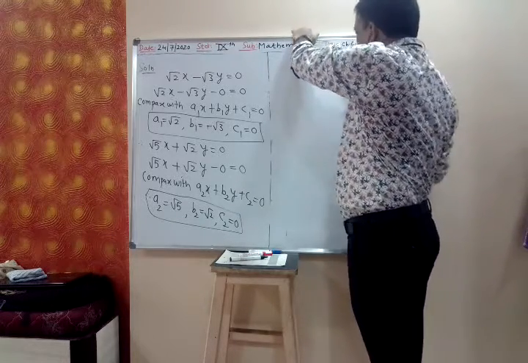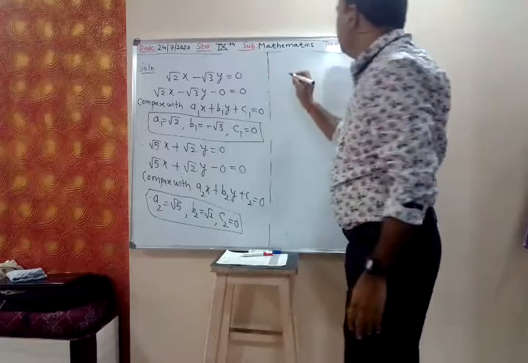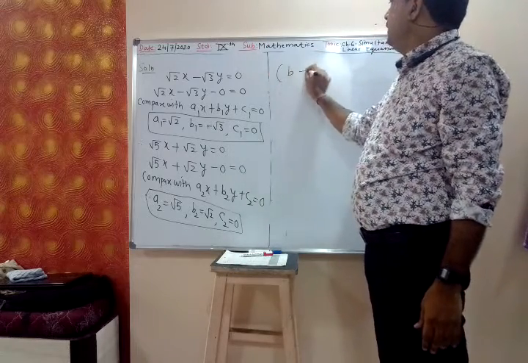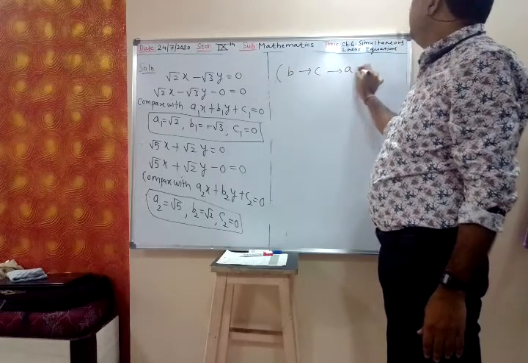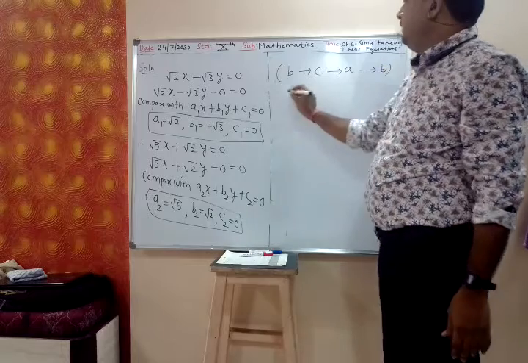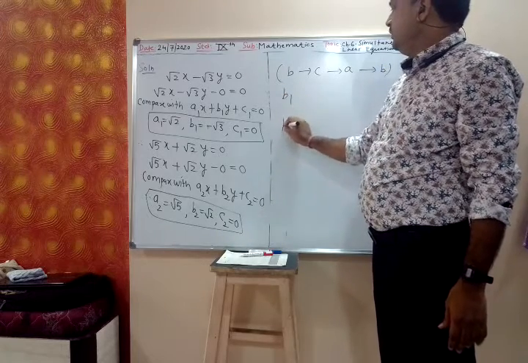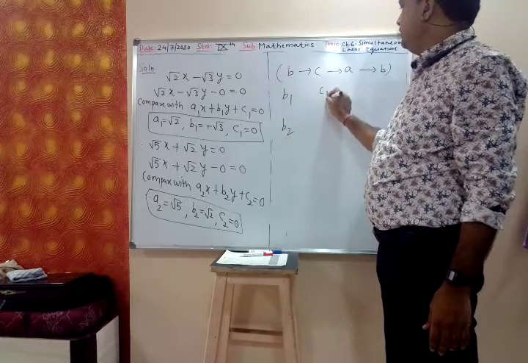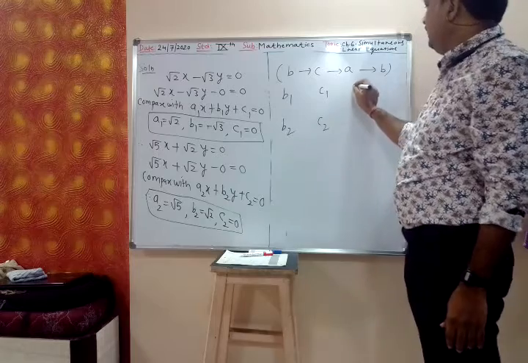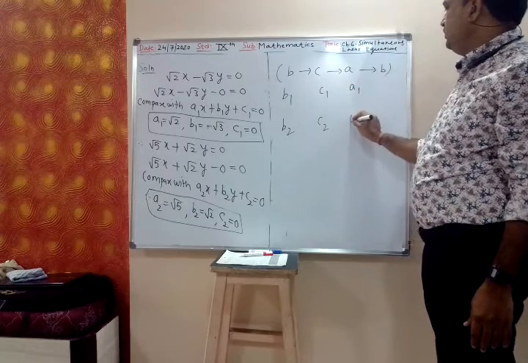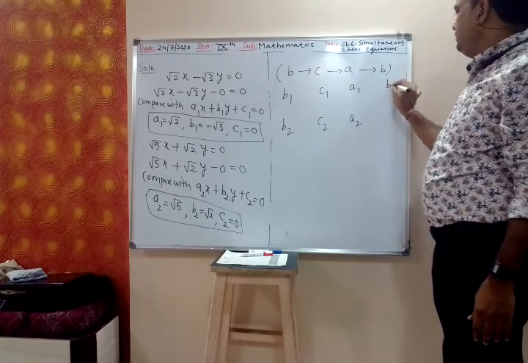Start with B, end with B. So this order you have to remember: B, C, A, B. So B, B1, B2. C, C1, C2. A, A1, A2. And B is B1, B2.